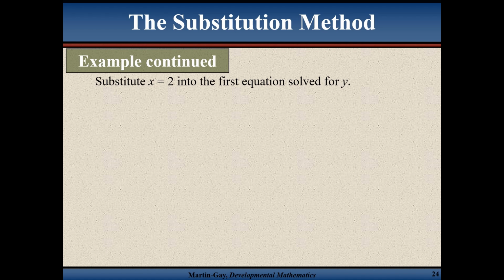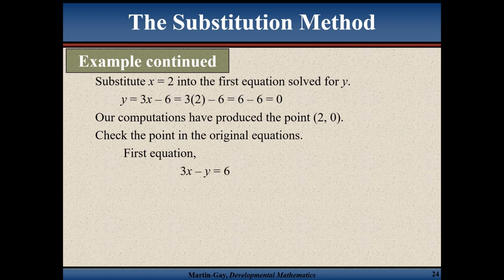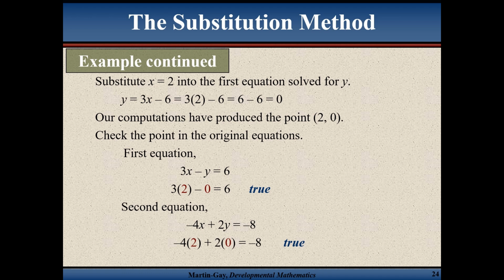Then I'm going to substitute x equal 2 into the first equation to solve for y. I end up getting 0. And our computation has produced a point 2, 0. Check the point in the original. So first equation, 3x minus y equals 6. Yes. And the second equation is true. So that is how you do the substitution method.